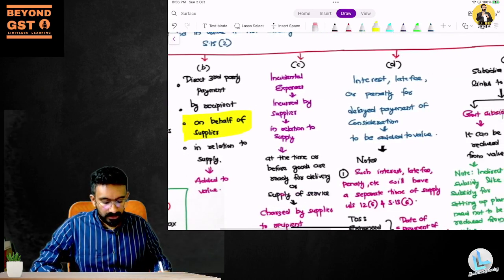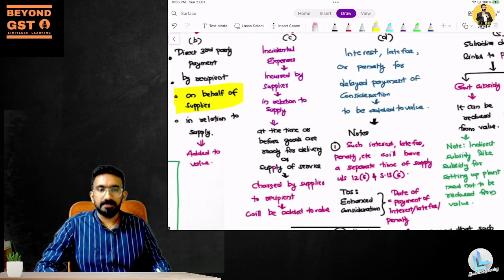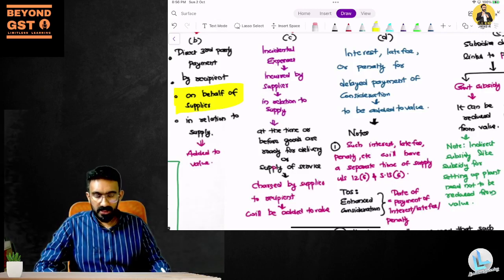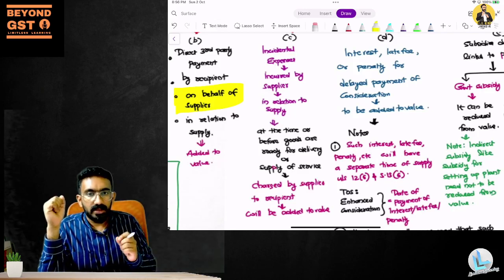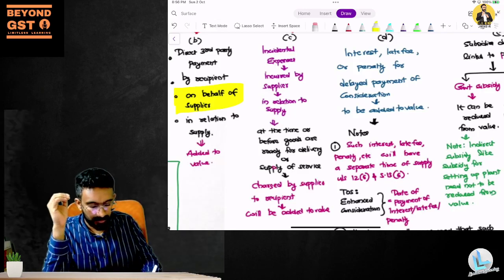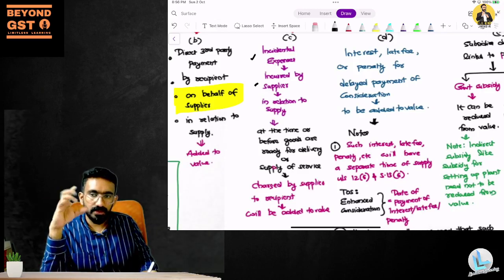Okay, now the third one is clause C. What is the next thing that needs to be added to the value? Incidental expenses incurred by supplier. This is something that is repeated a lot in questions. We will learn this particular sentence. Incidental expense incurred by supplier. Okay, so we'll go word by word.